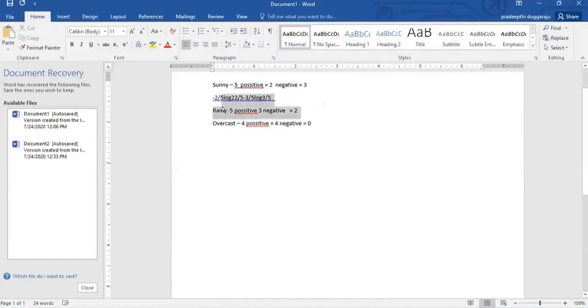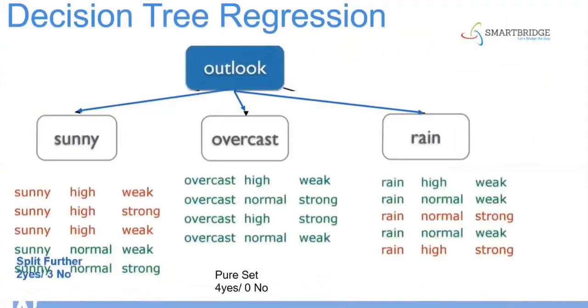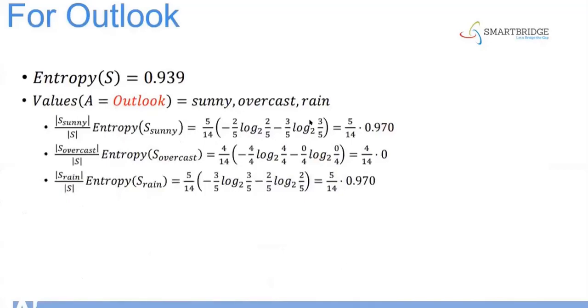For rainy also the same thing. For overcast also the same thing, but here you'll get 0 by 0, something like that. So that's what is showcased even in the PPT. Now for outlook, we have 5/14, 4/14, 5/14 weights: the total number of observations in sunny divided by total number of observations in the data set. Now you get the value 0.69, something like this.